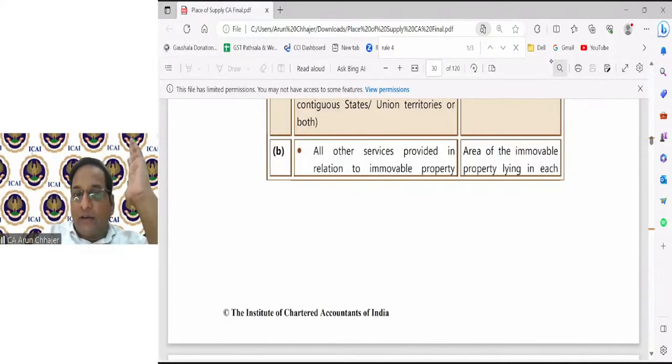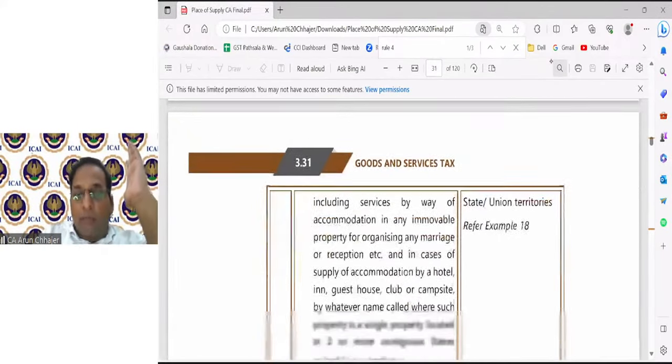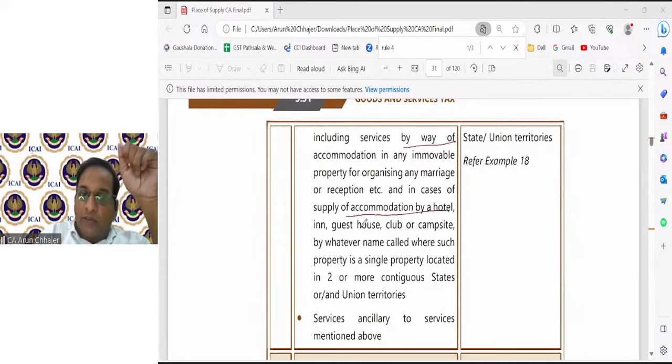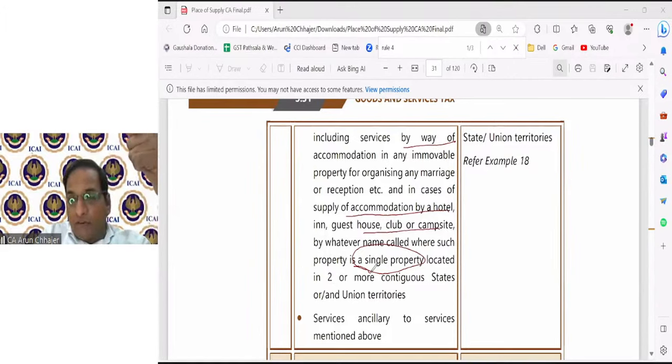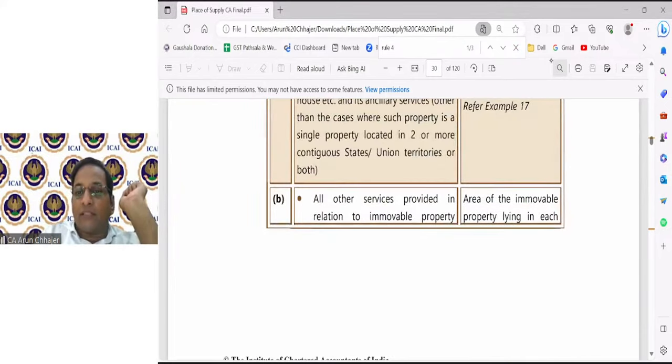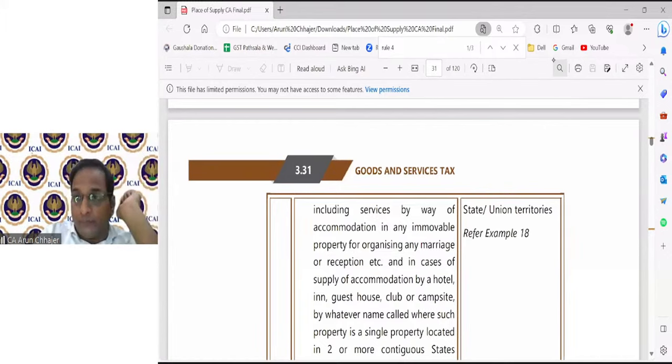Now in all other services provided in relation to immovable property, including accommodation by way of accommodation in the immovable property for organizing the marriage reception, or in case of the supply of the accommodation by the hotel in guest house, etc., is a single property. So in the first case we have discussed, property is not single. Now we are talking about property single, but it is located in two or more contiguous states. Then what would be the place of supply? Place of the supply would be the area of immovable property lying in each of the respective state or UT.